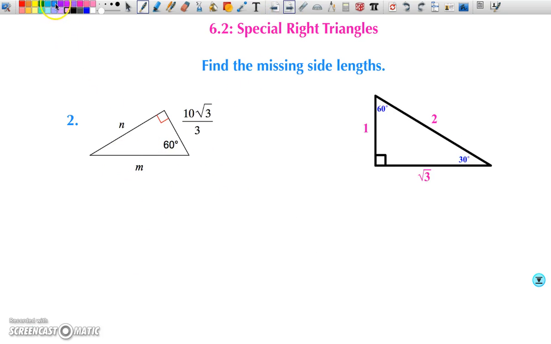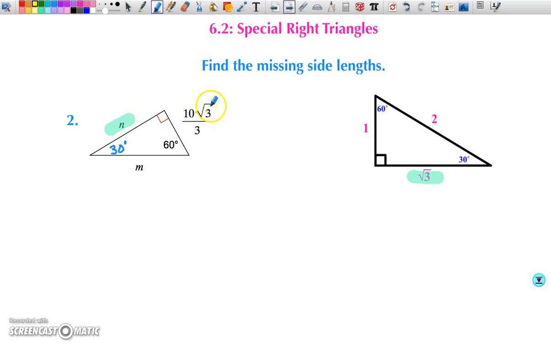Now your second example, we actually have two different pieces of information to find. So you have to make sure that you match up your sides correctly. If this is your 60-degree angle, this would be your 30-degree angle. So let's go ahead and find n first. So n is alongside the 30, 90. So that's going to match up with the square root of 3 because it's along the 30 and 90.